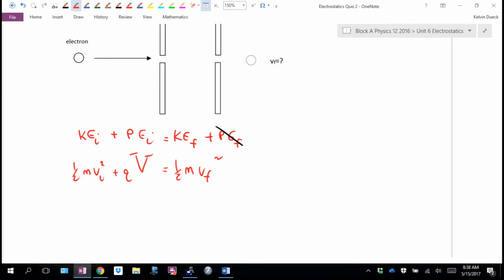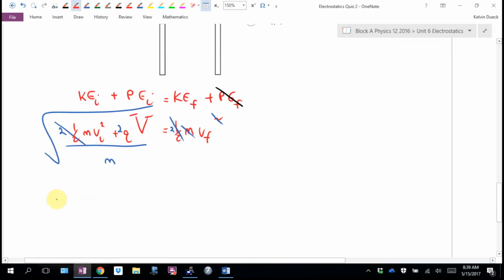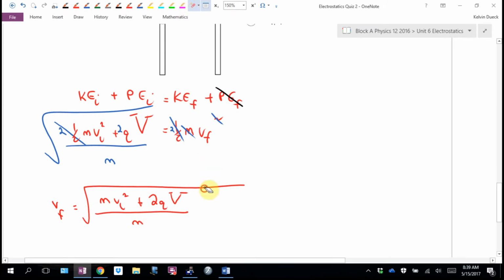Did you guys do it that way, or did you all get an answer and then change it? You did it that way? Okay, so for Connor, we'll go like this. Times by 2, times by 2, times by 2. Hey, those cancel and those cancel. Divide by m, and then square root. I think you end up with v final being the square root of mv initial squared plus 2qV divided by the mass. Is that what you got, Connor? Yep.